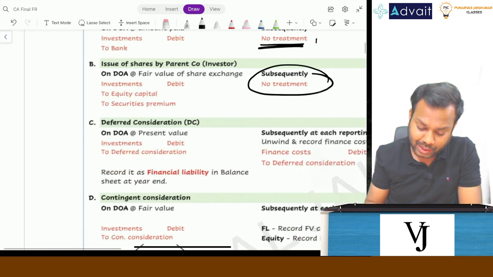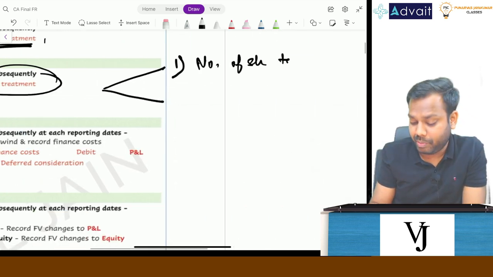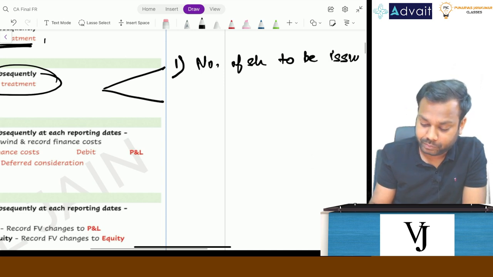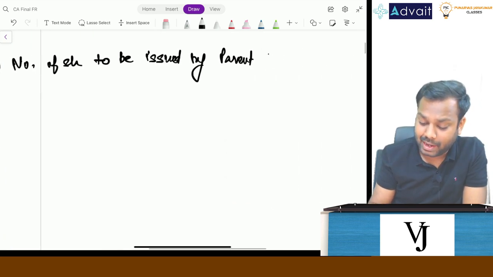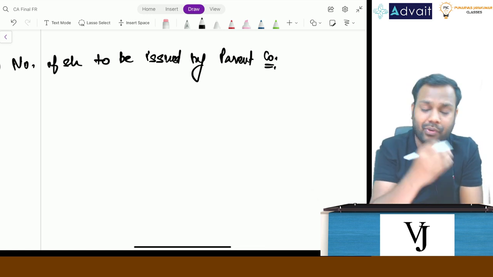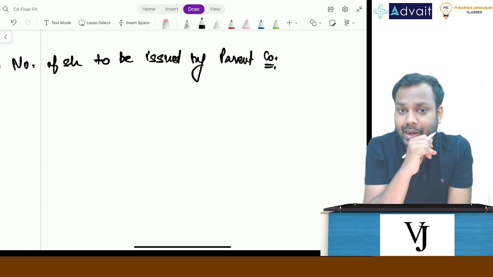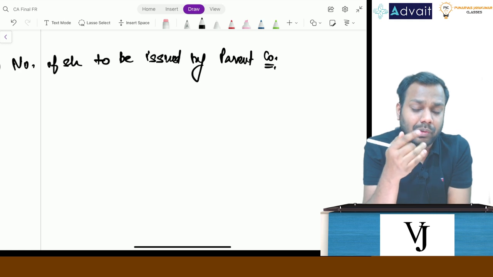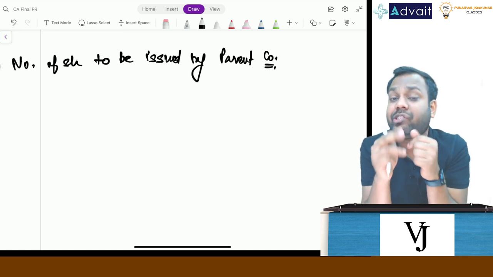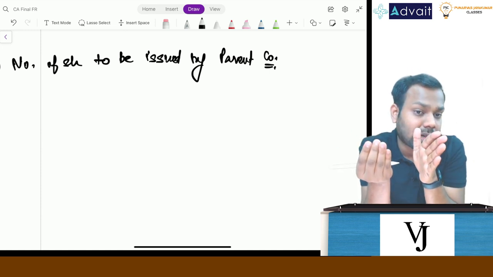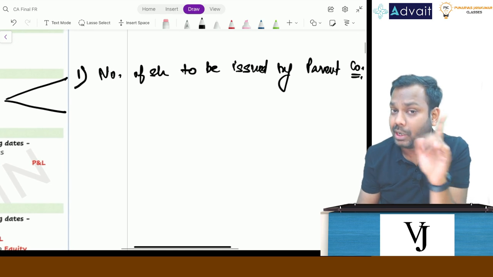Mistake number one, when calculating the number of shares to be issued by the parent company, please calculate that carefully. For example, I have acquired 10,000 shares of a subsidiary, and the parent company issues 3 shares for every 2 shares acquired. So 3/2 is the exchange ratio multiplied by 10,000 shares acquired. The number of shares which comes is the number of shares to be issued by the parent company. This is the first mistake that a student does, so please avoid this mistake.